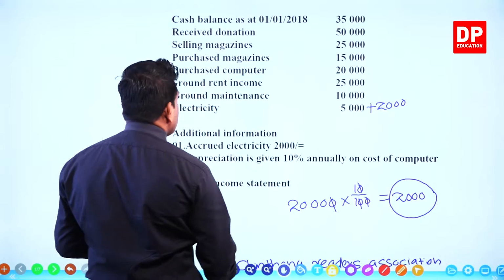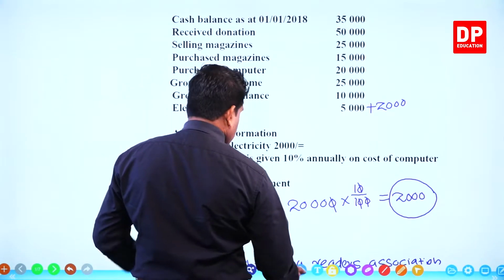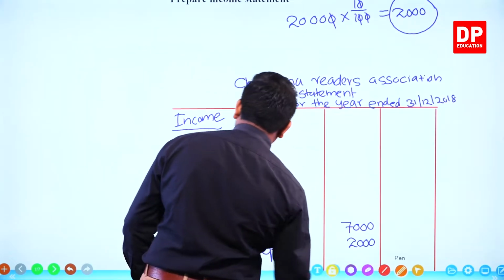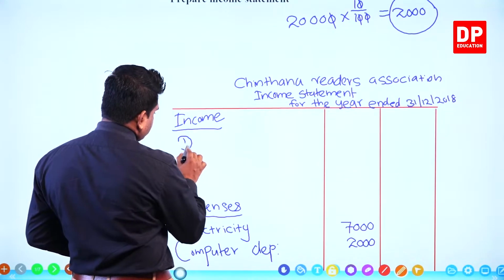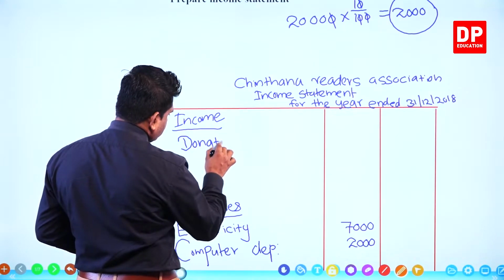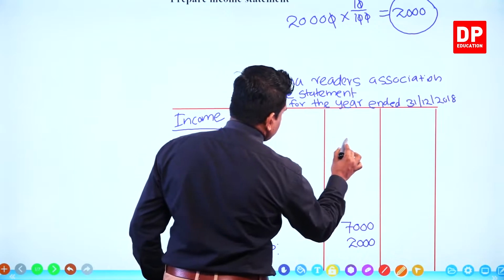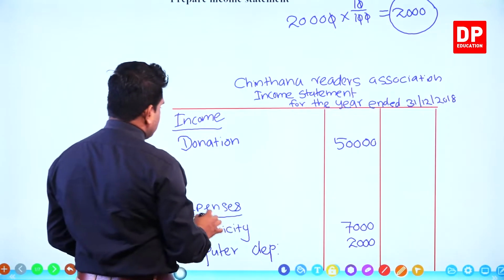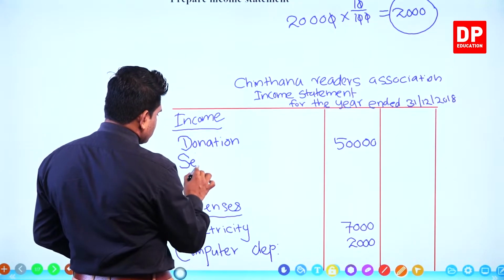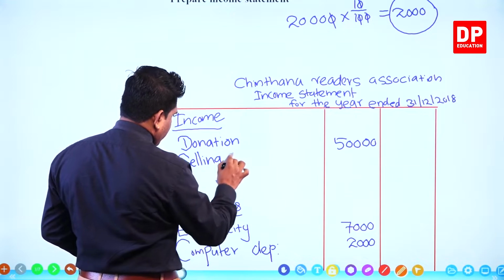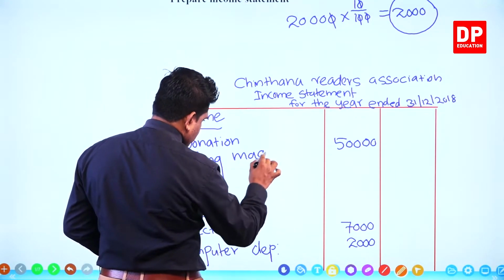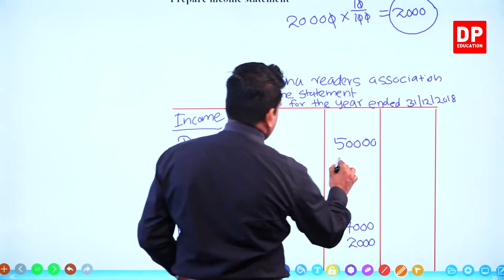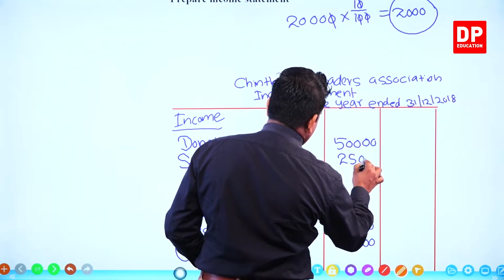Received donation 50,000. Donation 50,000. Then what's the other one? Selling magazines 25,000. Both are income, right?